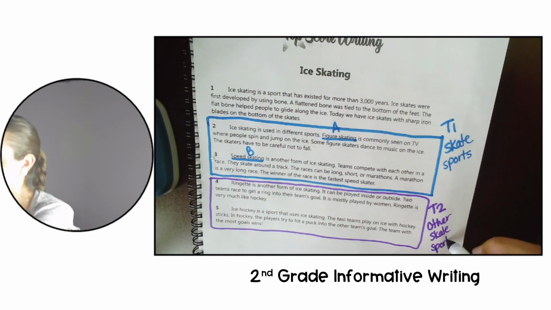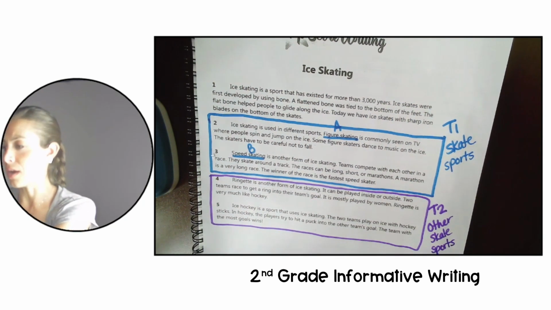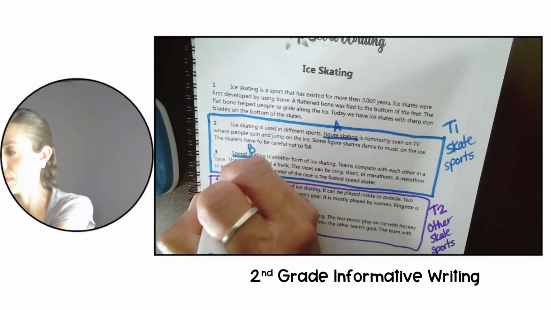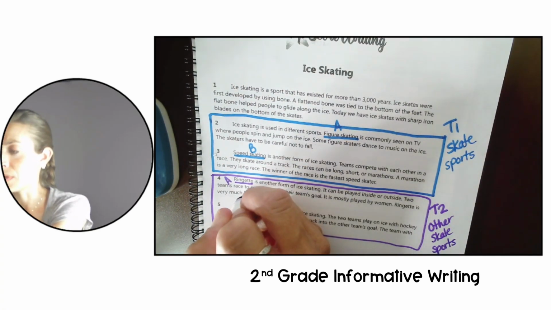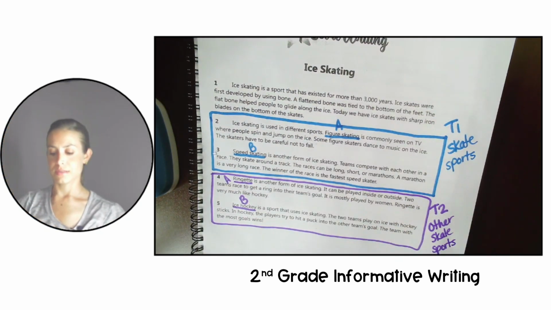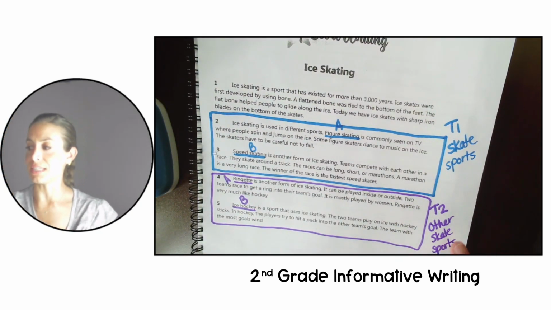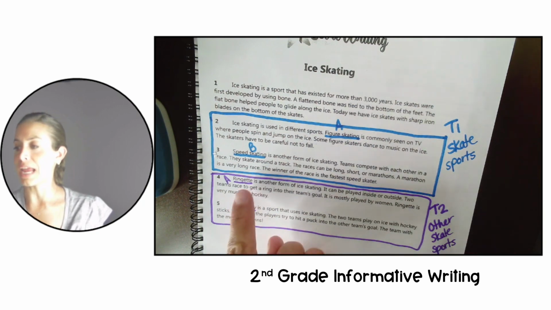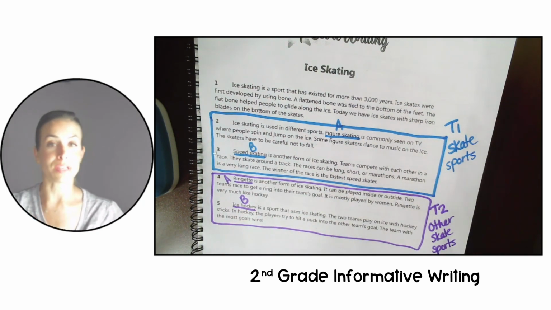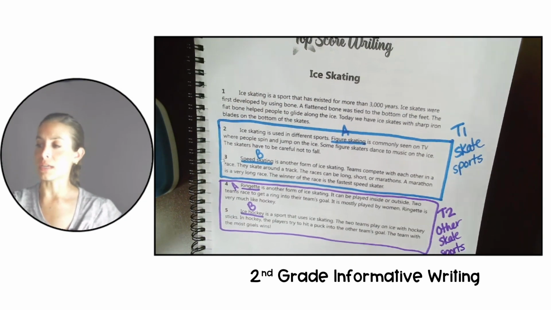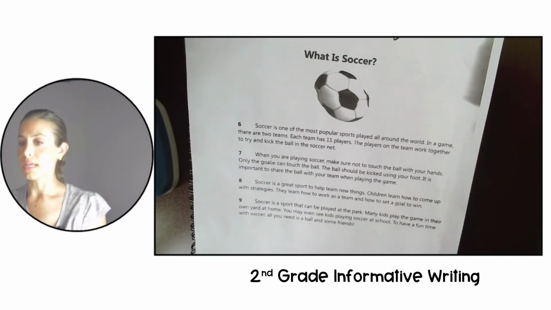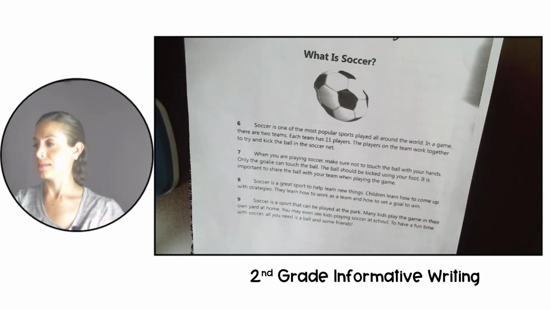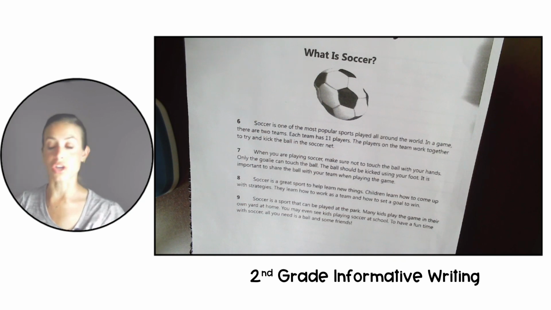And my examples for my A and my B are going to be ringette, which is going to be my A, and then ice hockey, which is going to be my B. So now I have my T2 topic and then my A and my B, my examples or my details that I'm going to focus on within those paragraphs. Alrighty, now I'm going to continue on to the next passage, which was all about soccer.